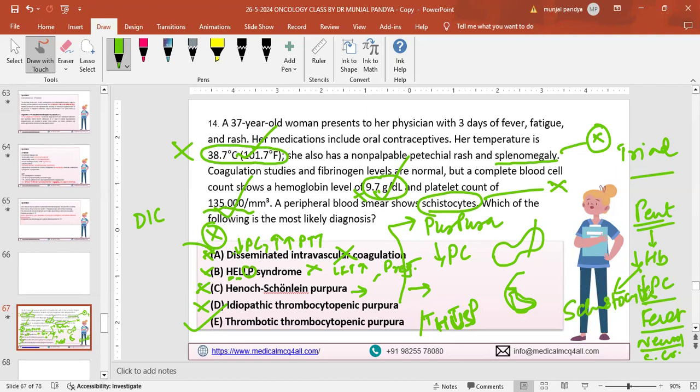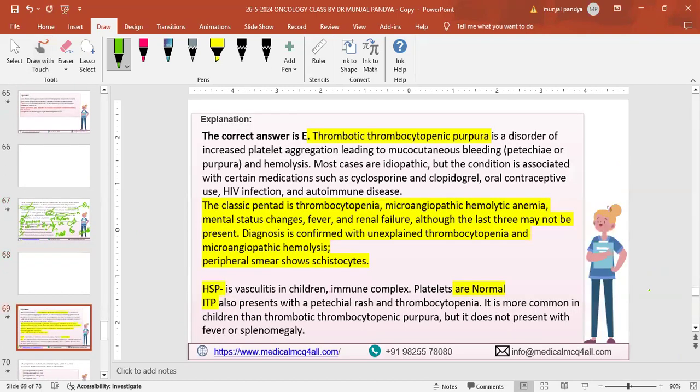So this is thrombotic thrombocytopenic purpura, right? This is a classical case of TTP. Thrombotic thrombocytopenic purpura is a disorder of increased platelet aggregation leading to mucocutaneous bleeding, petechiae or purpura, and hemolysis, both hemolysis plus thrombosis. Even though there is a low platelet count, there is thrombosis. Very interesting. Most cases are idiopathic, but the condition is associated with certain medications, cyclosporin, clopidogrel as well, and oral contraceptives.